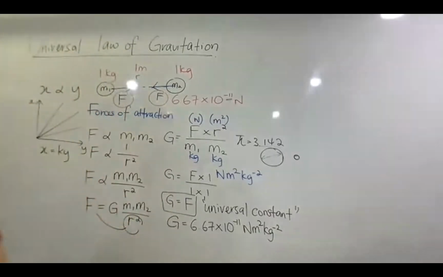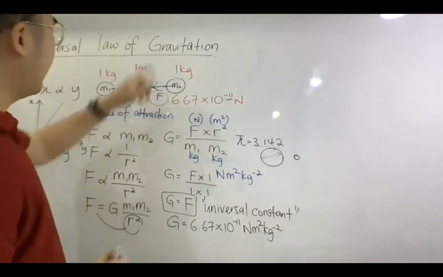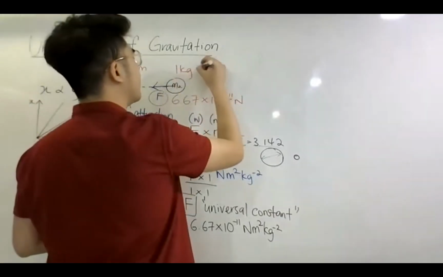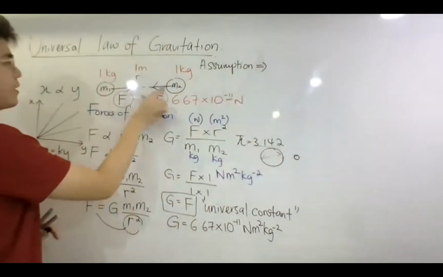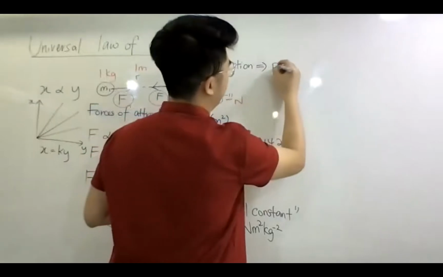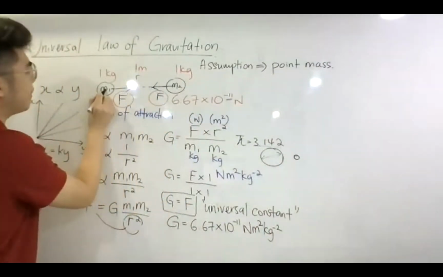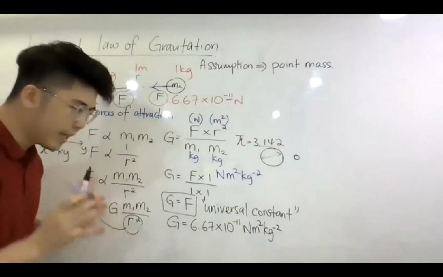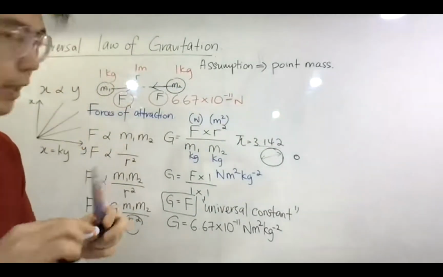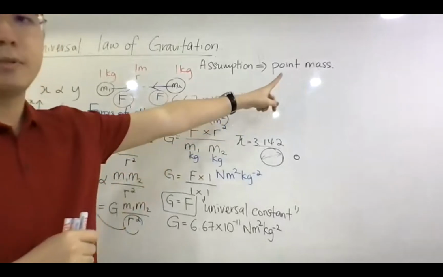Right. Now, when Newton formulated this one, when he did this, what did he assume? He assumed that these two masses, this mass and this mass, are point masses. Point mass. It means just a point. Why does it assume point mass? This derivation, this formula, is based on point masses. It means we make the assumption that all masses that we are calculating are point masses like this.